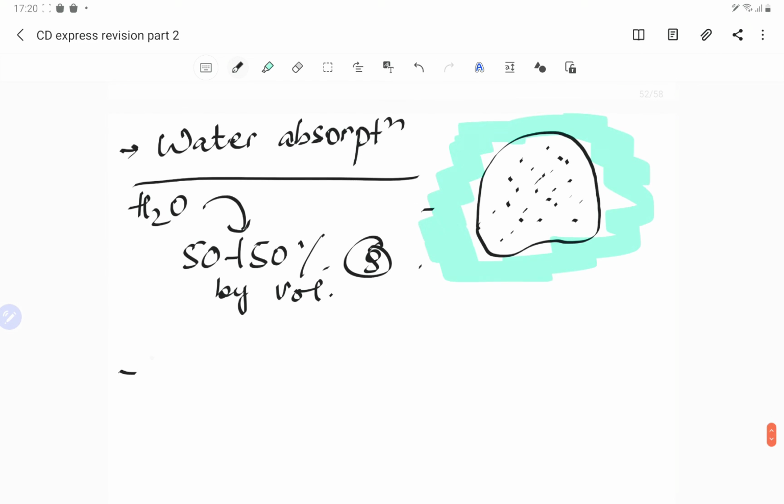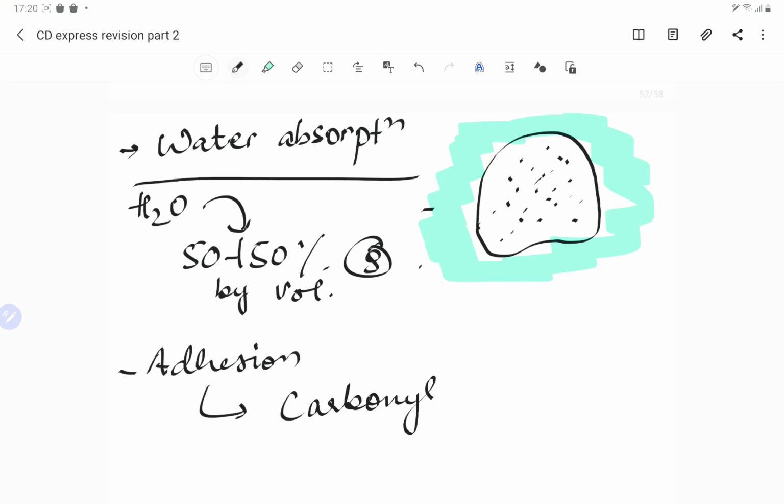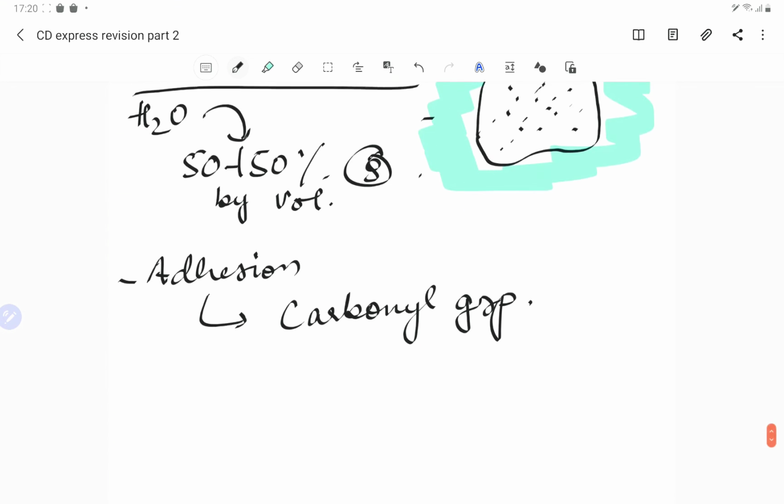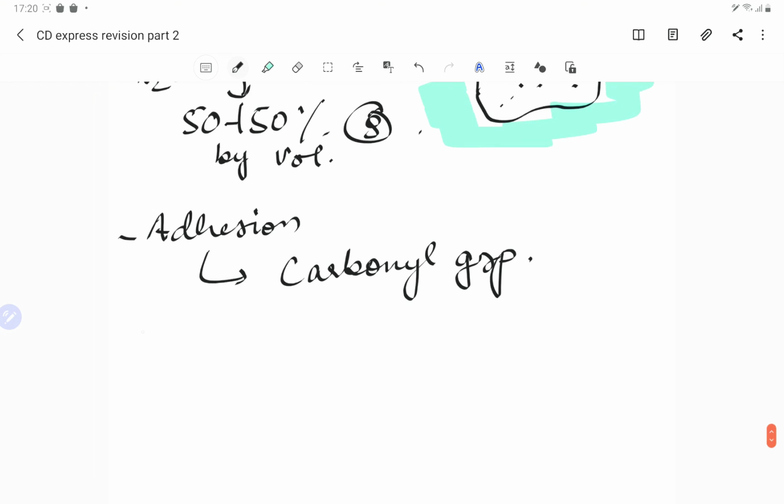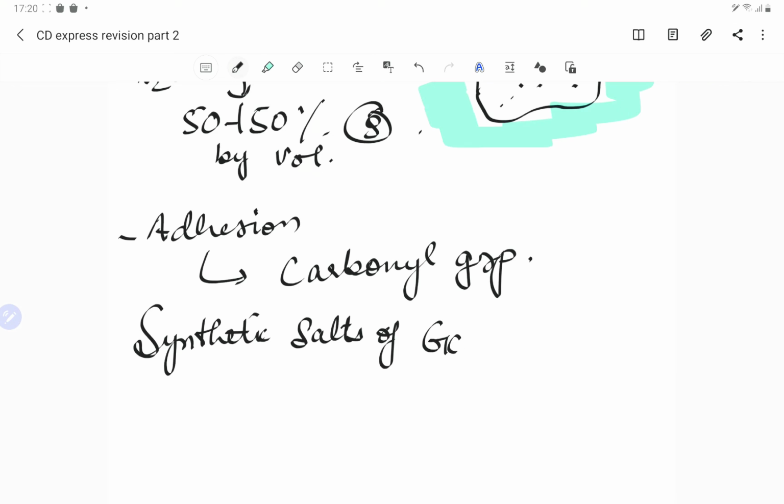And the adhesion is due to the carbonyl group. So for example, synthetic salts of dentures. So you can remember G for dentures and G for gum, right?